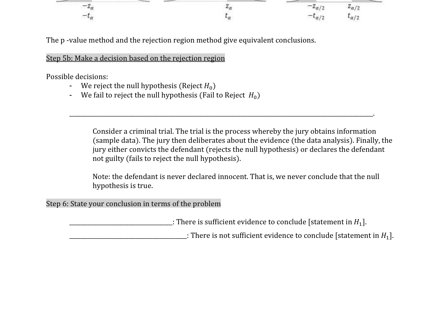Okay, the p-value method and rejection method give equivalent conclusions. It does not matter which method you use. You will get the same conclusion no matter which way you use, okay? Possible decisions: we reject the null hypothesis or we fail to reject the null hypothesis. Remember, we never accept the null hypothesis. We do not know that something might happen in the future that can prove the null wrong. So we cannot accept it. We can only fail to reject it.